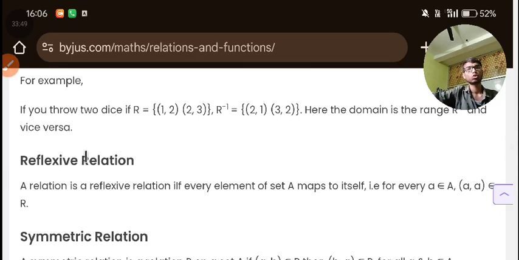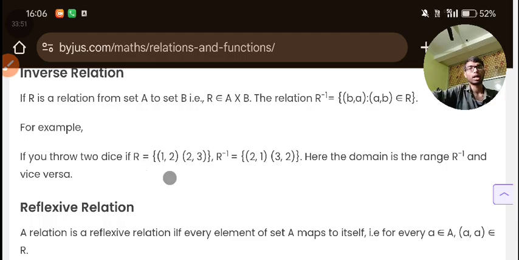For example, if you throw a dice, if the relation R is (1,2), (2,3), so (1,2) came. Of course, this is a relation. This is not the inverse relation. The opposite of this would be (2,1) and (3,2). This is an inverse relation. Here the domain is the range.